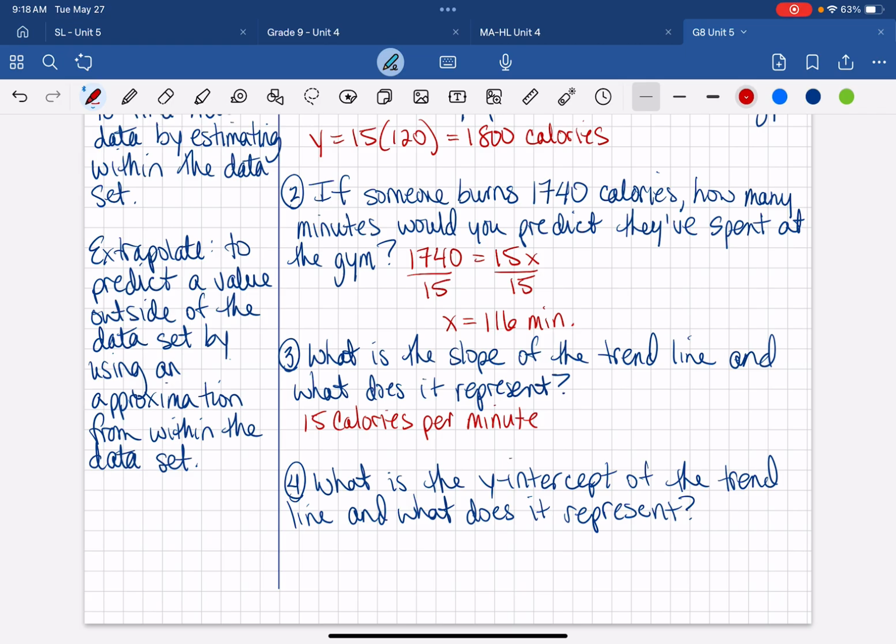What is the y-intercept of the trend line and what does that represent? The y-intercept is (0, 0). Remember, when it asks you about a specific coordinate, you write it as an ordered pair. It's (0, 0), and it says, what does it represent? That means we interpret it, and it says you spend no time exercising and burn 0 calories.